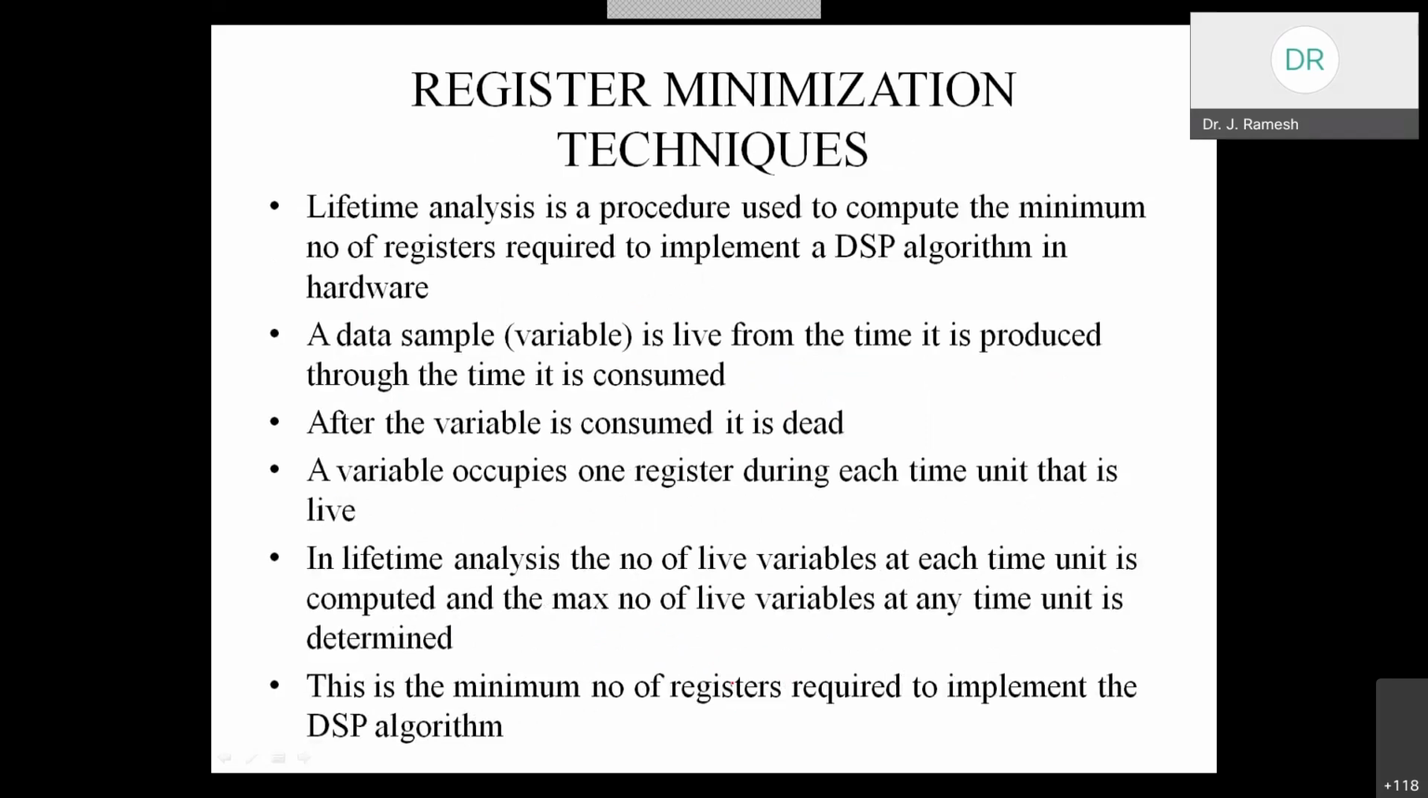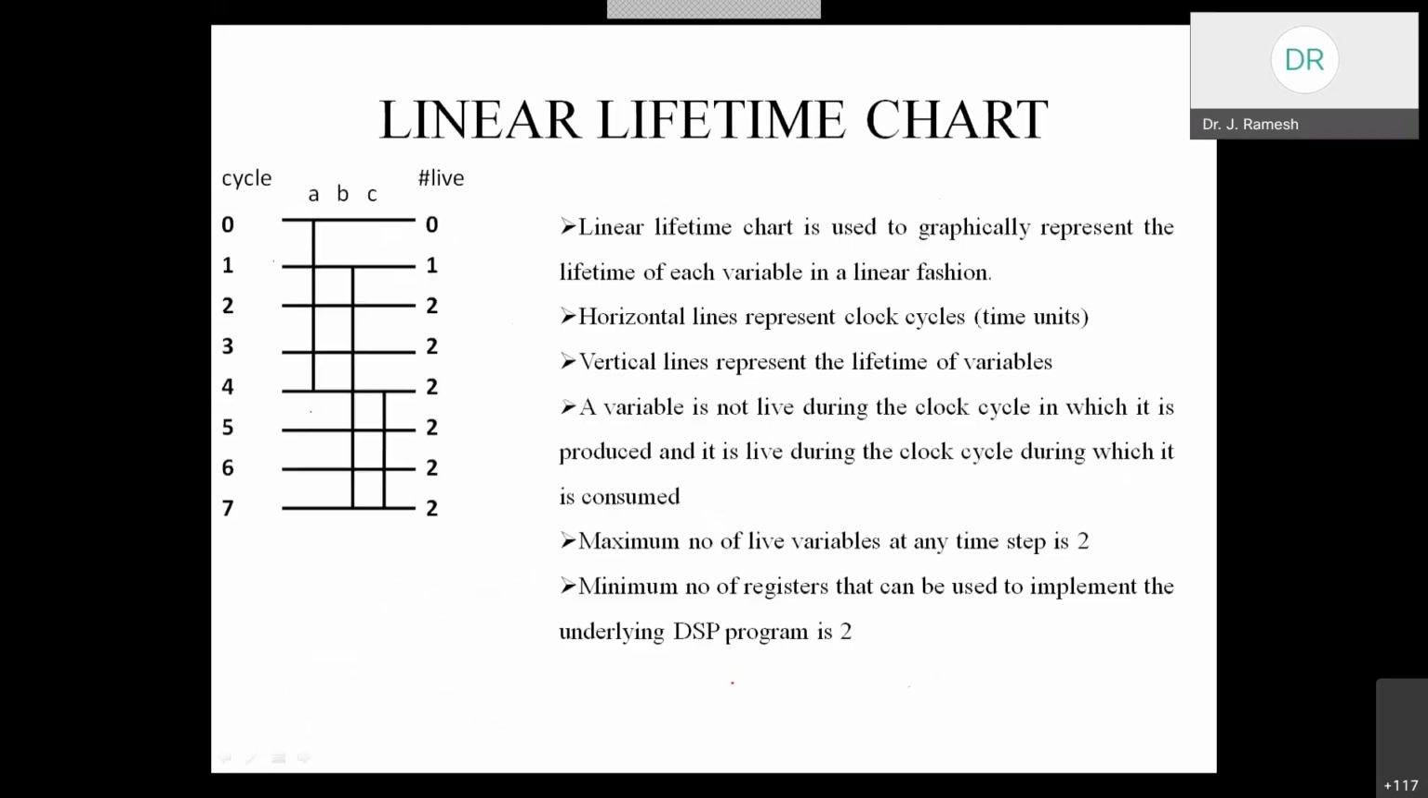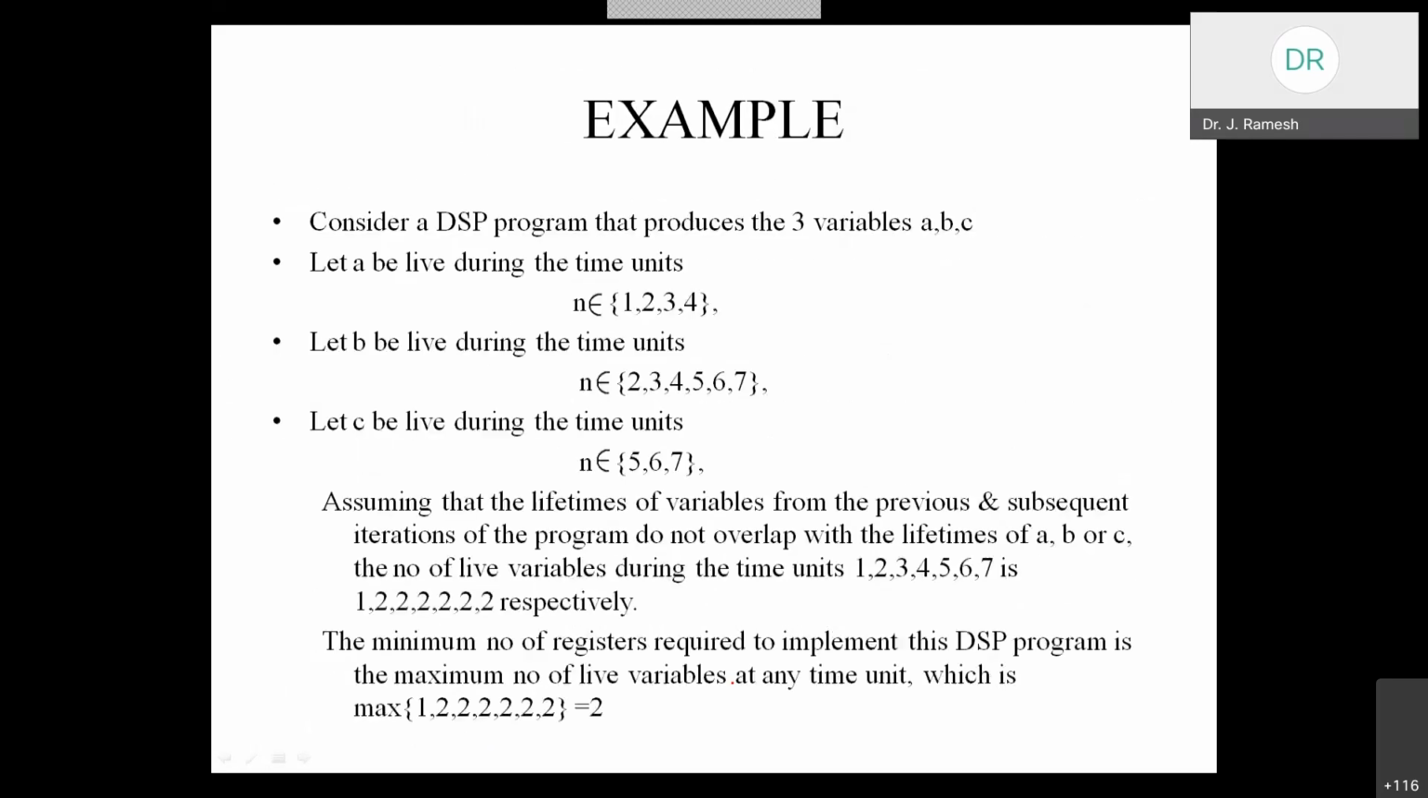Here you can see the specification that is given. We have three variables, A, B, C, which are involved in a particular computation. A lives for 3 or 4 time units, that is 1, 2, 3, 4. And the variable B lives during the time units 2, 3, 4, 5, 6, 7.